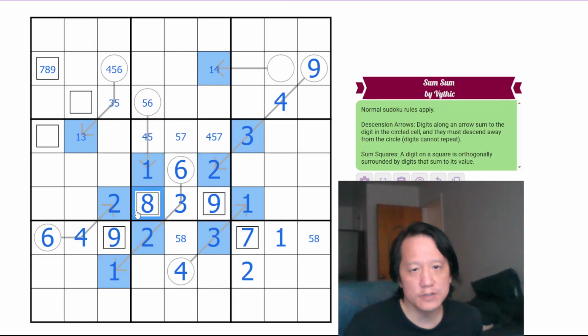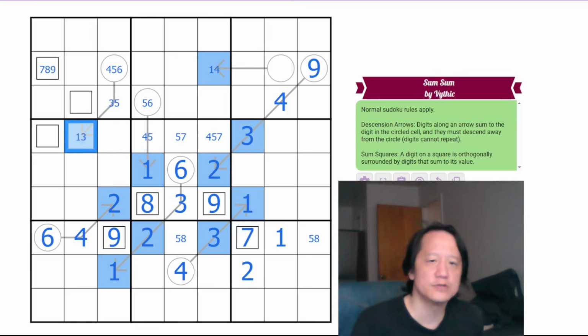So these are done, these are done, these are done. 3 eliminates 3 here, so this is 1. 1 and 3 add up to 4, 1 and 5 add up to 6. We're not sure which one is which.